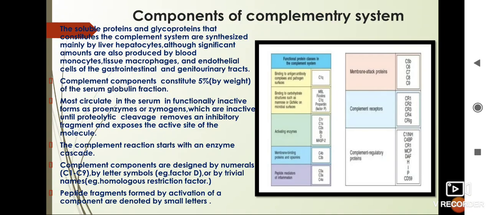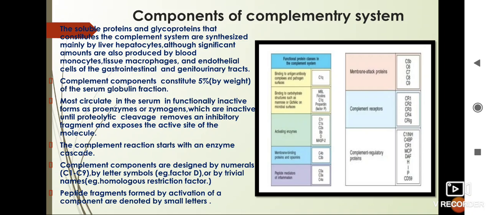Here are the components of the complement system. The complement components constitute 5% of the serum globulin fraction. Most of them circulate in our body in an inactive stage, termed proenzymes or zymogens. That means when all the components are present in our body, they are in an inactive stage, which is termed proenzymes.